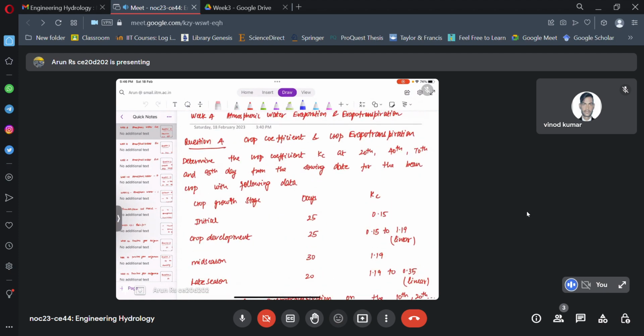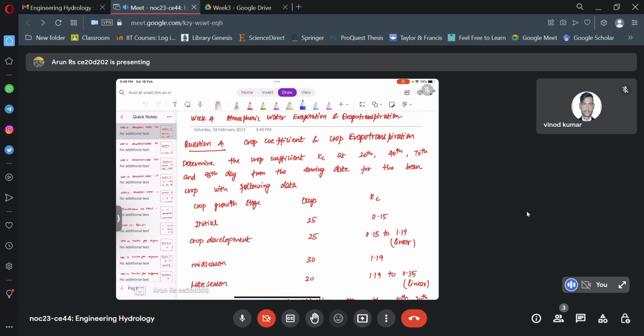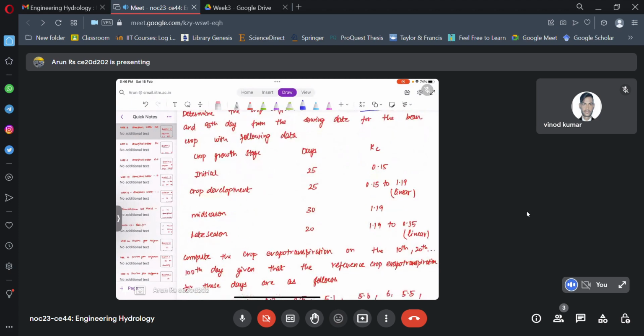So this is the final question for the day. Here we will determine the crop coefficient at different days. As the crop grows, you will have a different crop coefficient, from the sowing date to the harvesting date. So here you have been given a table. This is the crop growth stage, number of days, and your crop coefficient. So for the first 25 days it is 0.15.